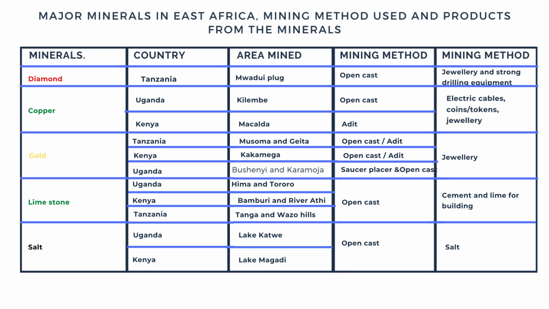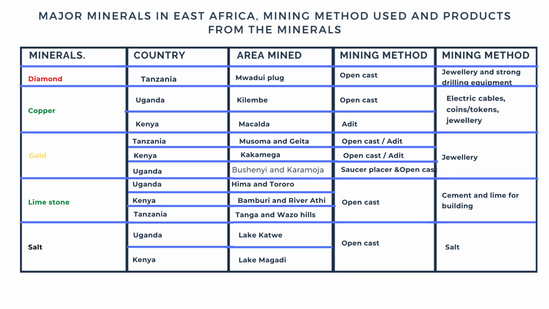We also have gold. Gold is found in these three East African countries: Tanzania, Kenya, and Uganda. In Tanzania, we see Musoma and the Lake Victoria region, and the methods are opencast and adit. You see it at Kakamega in Kenya, and in Busia, Karamoja, and the Mubende region in Uganda, and the method is placer. And the uses are jewelry and many other things that we see.